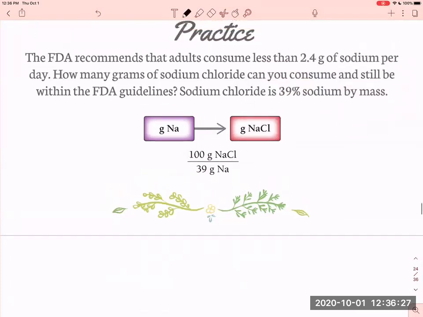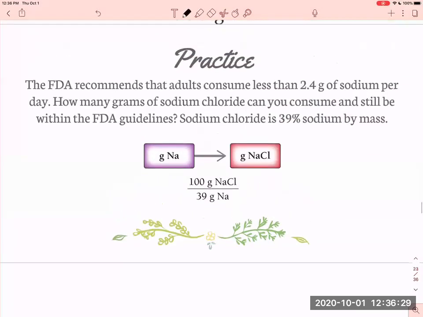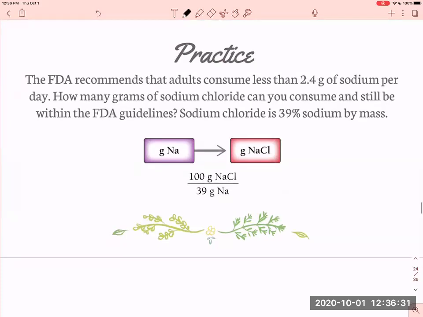Okay, so a couple of things that I want to note when I'm reading through this problem. The FDA recommends adults consume less than 2.4 grams of sodium per day. So that is a conversion factor, and I can write that. So if I'm thinking about what am I given, how many grams of sodium chloride can you consume and still be within the FDA guidelines? So I'm assuming that I'm asking about how many grams in a day. So I'm going to throw out here that perhaps my given is 1 day.